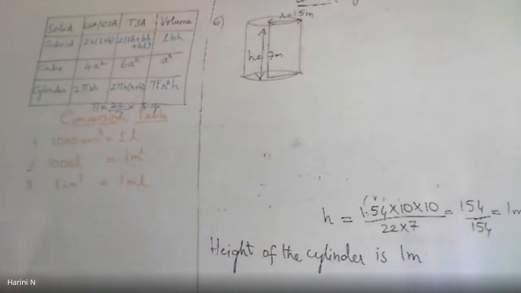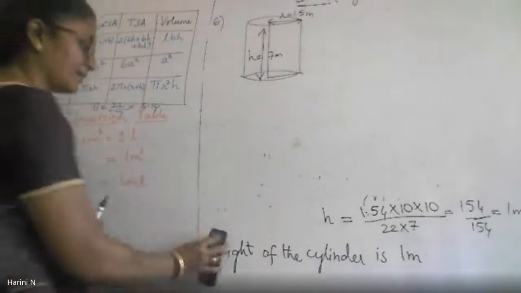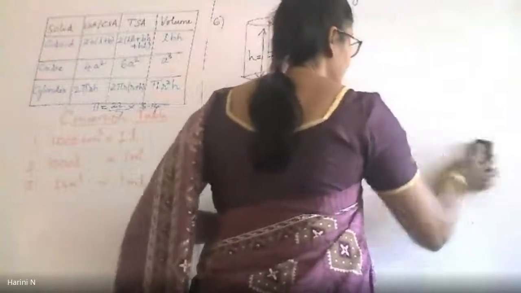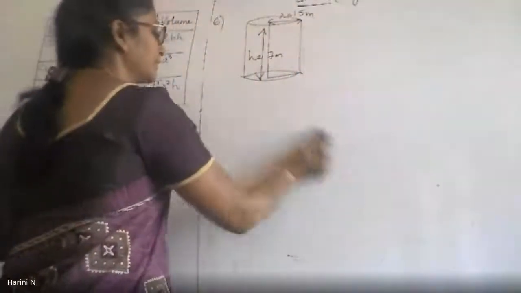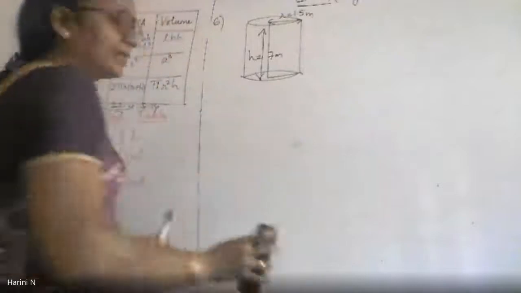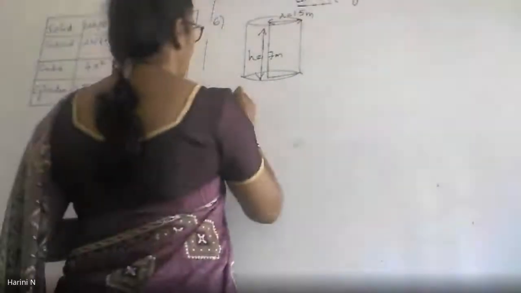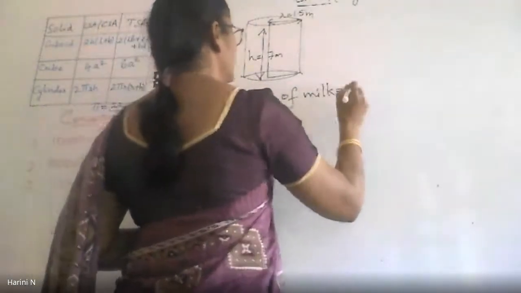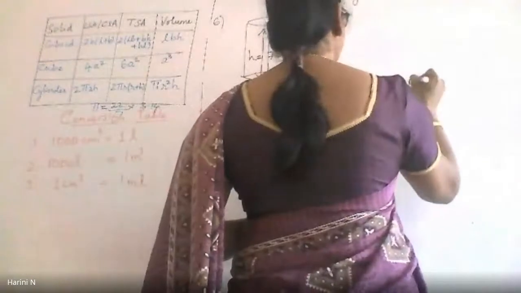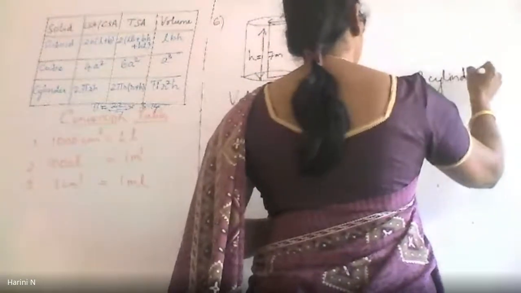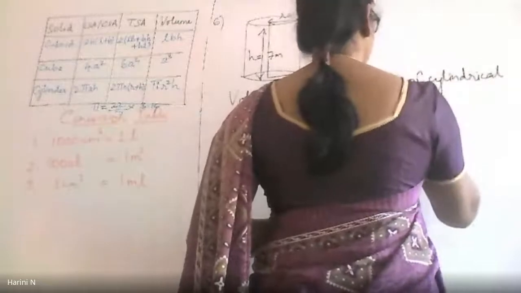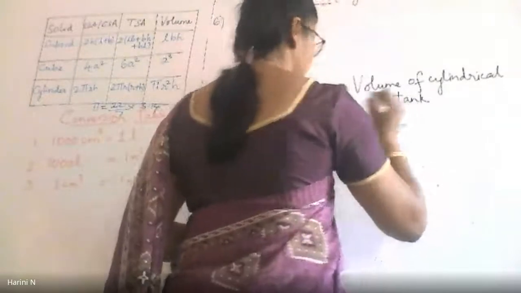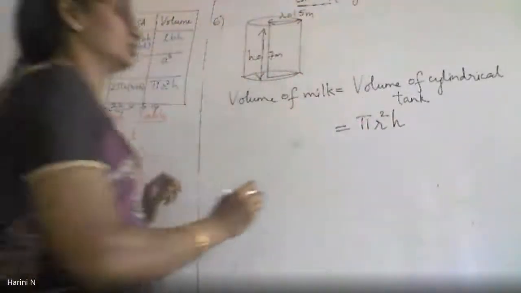So first of all, let me find out the capacity or the volume of this tank, because that tank will be completely filled with milk. So whatever is the capacity of the tank, that will be the volume of milk that you are going to take. Alright, so volume of milk will be equal to the volume of the cylindrical tank. Now I know volume of cylinder is pi r square h. So r, h also is known, so substitute.